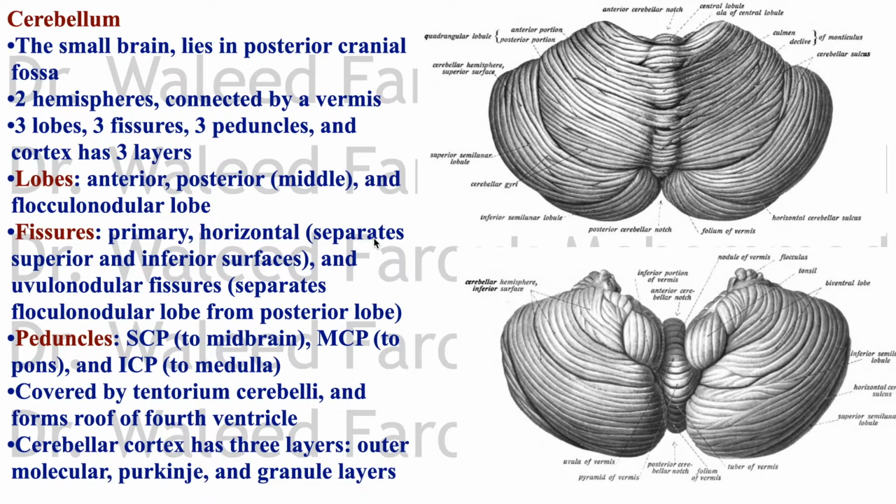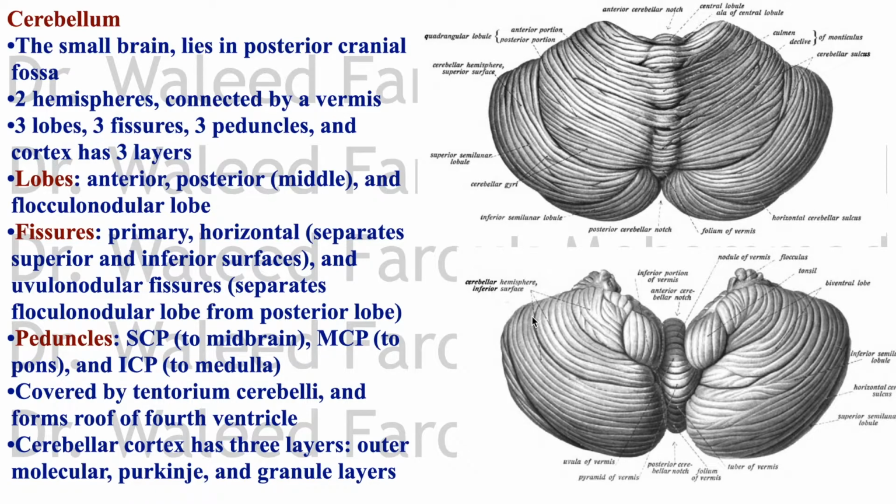It's composed of two hemispheres, as you can see here, connected by a vermis. This is the vermis. Vermis means worm-like. It has three lobes and three fissures, three peduncles, and the cortex has three layers, just to be able to remember. The lobes are anterior, posterior, and flocculonodular lobe.